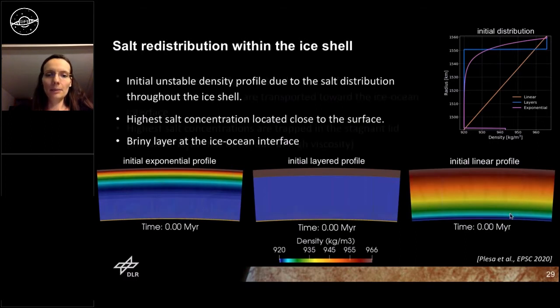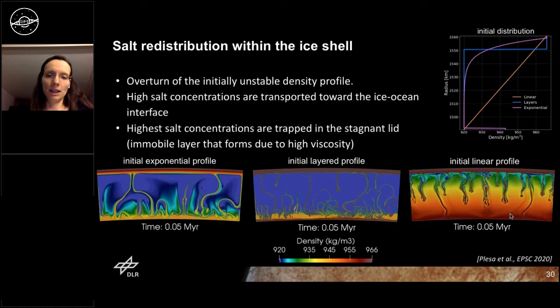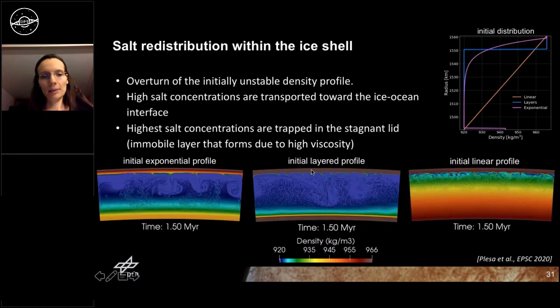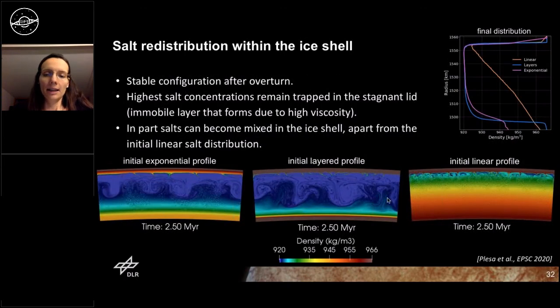And then we take a look at what happens when we start our simulations and look at the global dynamics in the ice shell. So what you see is that we have an overturn of this initial unstable density profile, and we transport high salt concentrations towards the ice-ocean interface. However, the highest salt concentration remains trapped close to the surface in a so-called stagnant lid. This is an immobile layer that forms at the top due to high viscosity that is caused by the small surface temperatures.